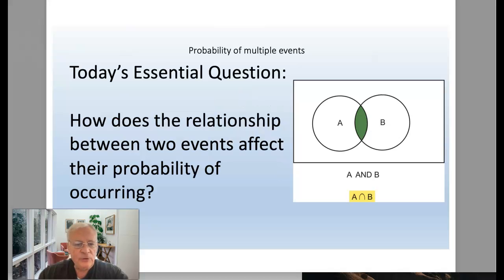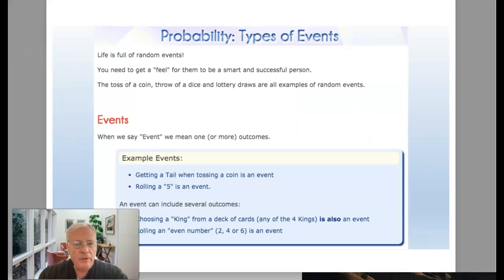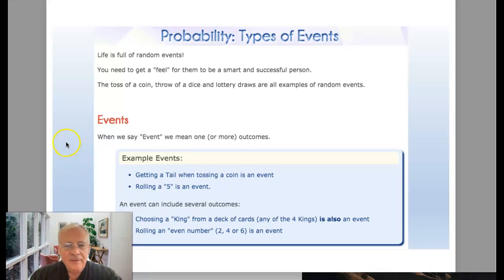Again, it's the same essential question. How does the relationship between two events affect their probability of occurring? Again, we're looking at the probability of multiple events. Again, there's random events, guys, all over the place. And you kind of got to get a feel for them. All right? A random event is like tossing a coin, throwing the dice, a lottery, picking from the lottery.